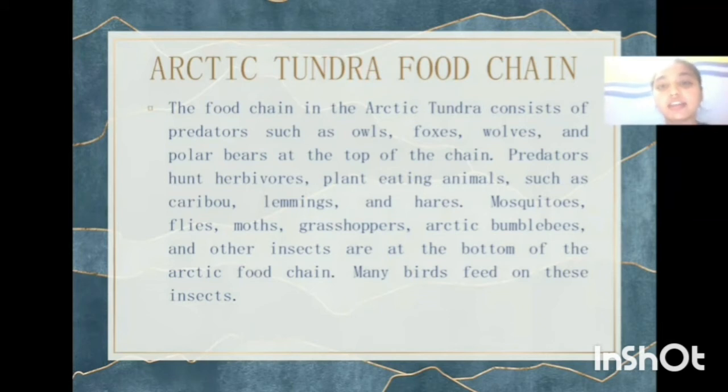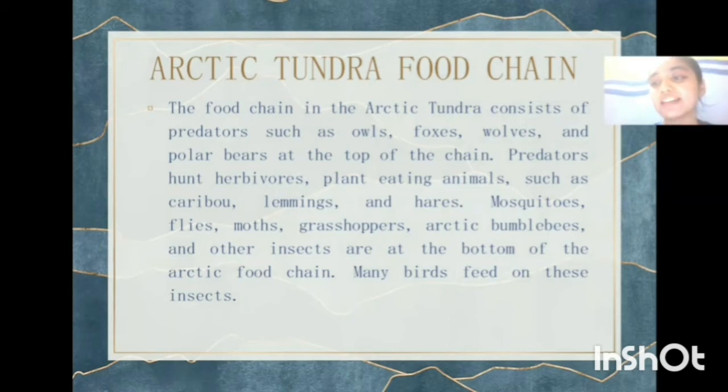The food chain in the Arctic tundra consists of predators such as owls, foxes, wolves, and polar bears at the top of the chain. Predators hunt herbivorous plant eating animals such as caribou, lemmings, and hares. Mosquitoes, flies, moths, grasshoppers, Arctic bumblebees, and other insects are at the bottom of the Arctic food chain. Many birds feed on these insects.